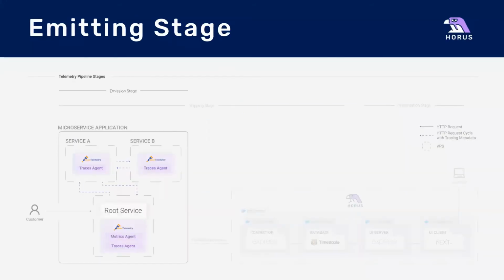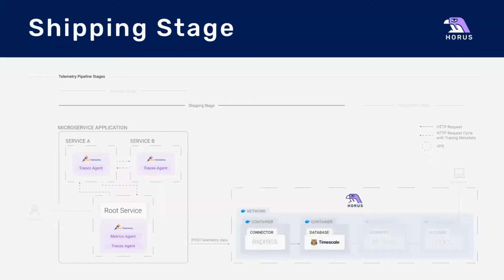So now that we've looked at the architecture and broken it down into pieces, let's go back to what Rich was talking about, these telemetry pipeline stages. The first part is the emission stage. This happens when a customer makes a request, and as the request travels between the root service and the other services, the telemetry data is generated by the Horus agent using OpenTelemetry tools, those tracing and metrics agents. The second part is the shipping stage.